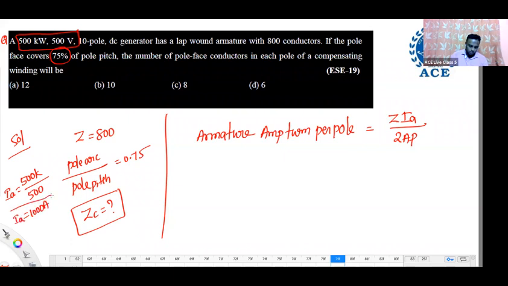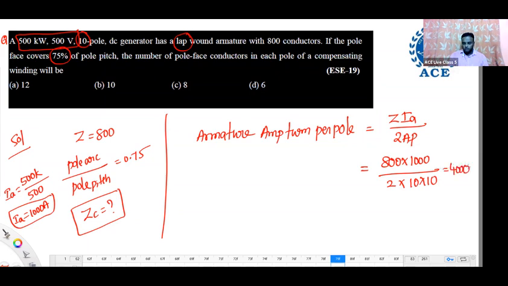Armature current is 1000 amperes. Okay, now all values are there. Substitute in this. Z is 800, armature current 1000, 2A, as it is lap connected with 10 poles. So parallel paths 10, poles also 10. Then how much is it? It is 4000 ampere turns per pole.